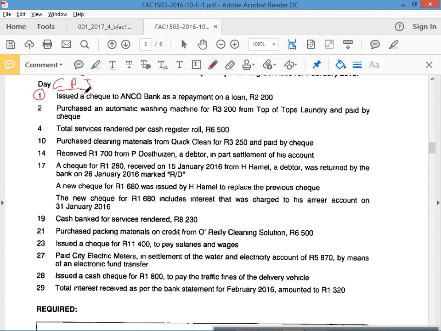Right, I want you to do the same thing for all the other transactions. Just tell me what journal it goes to. Don't worry about debits and credits and all of that. We'll discuss that together. Can you interpret what's happening? So are you buying something? Are you receiving something? Are you returning something? What's happening? Okay, quickly do that.